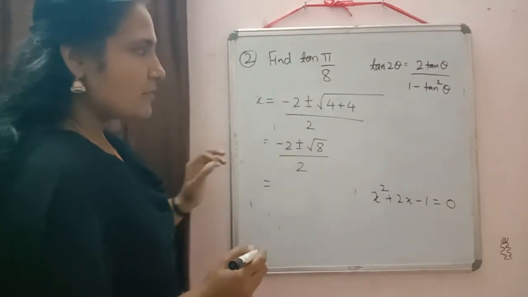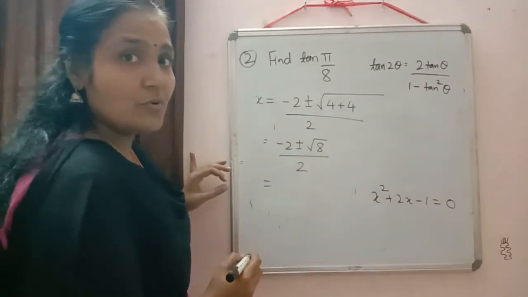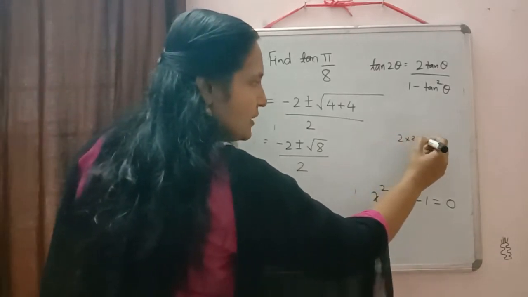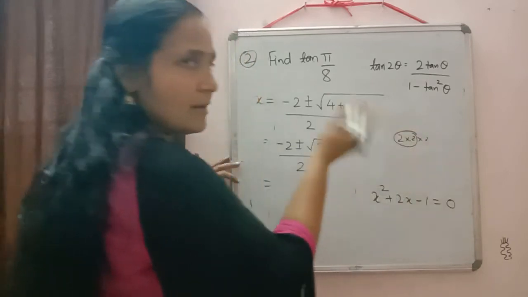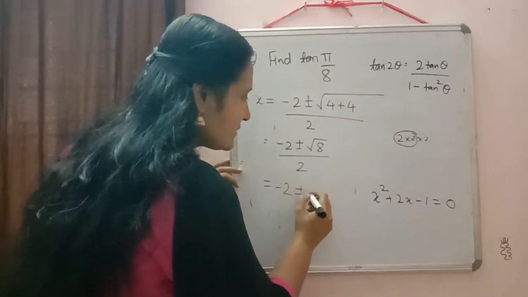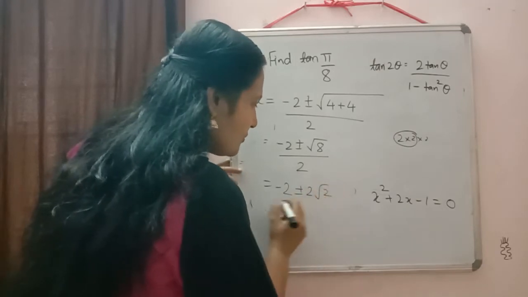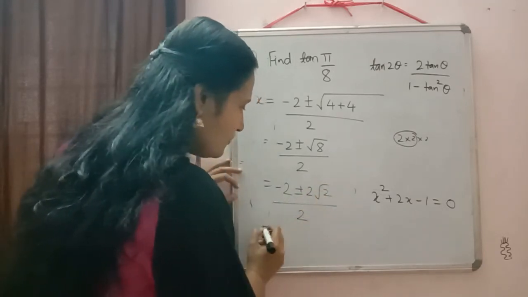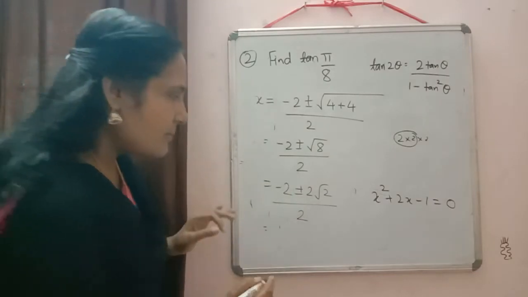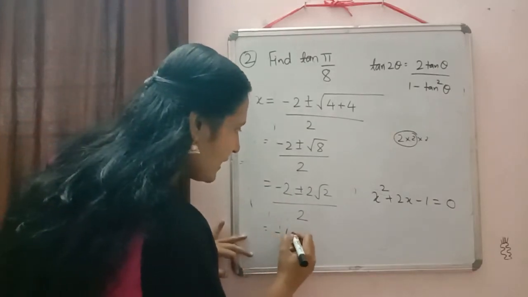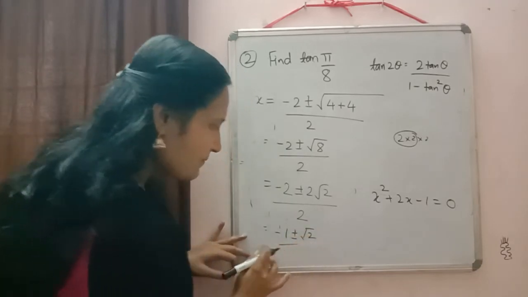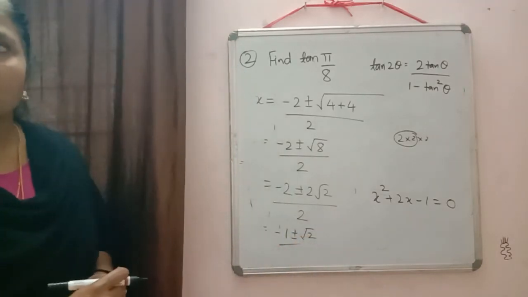So square root of 8 can be written as 2 root 2. Correct? The factorization of 8 is 2 into 2 into 2, so that 2 will come outside the square root. So we will get minus 2 plus or minus 2 root 2 by 2. So 2 and 2 will get cancelled when we take it outside. So the remaining will be minus 1 plus or minus root 2. Correct? Minus 1 plus or minus root 2.